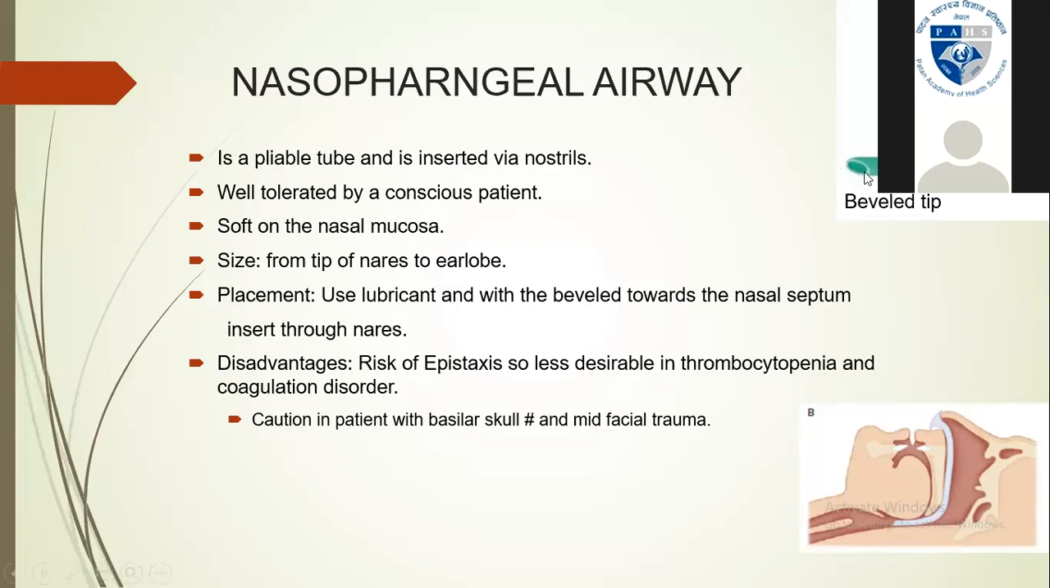This bevel tip should be facing towards the nasal septum, and it should be gently inserted through the nares with a twisting movement. The disadvantage of this device is that it has a high risk of epistaxis, as major vessels will be running through the septum of the nose. So it is less desirable in patients with thrombocytopenia and coagulation disorders, and it has to be used with caution in a patient with basilar skull fracture, as it may pierce the cribriform plate and reach the cranial vault in such patients.